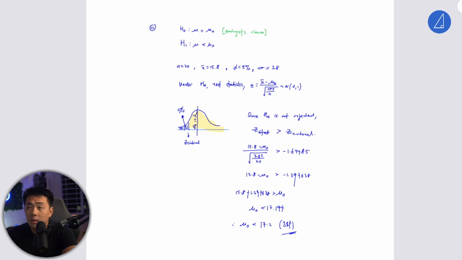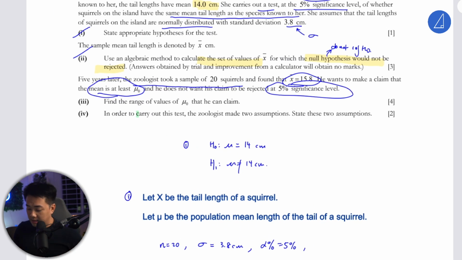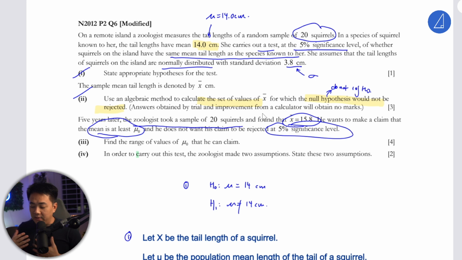So that's that. Part 4: in order to carry out this test, the zoologist has to make two assumptions. The first assumption is fairly okay: because you're only taking a sample of 20 squirrels, you still have to assume that the population is normally distributed. Secondly, which is quite important, is the spread. The population standard deviation will remain the same, because if it's not the same, then this test result will not be valid. So these are the two important assumptions we have to make in order to make sure that the test result is valid.